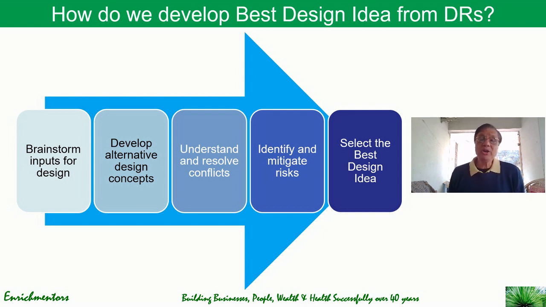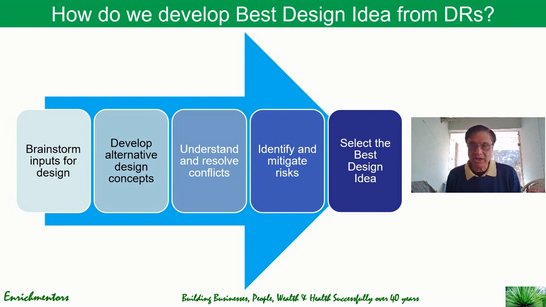So we get all this team together and we brainstorm the inputs for the design. And those inputs, as you can see, the design requirements are the best input to start with. And there may be other inputs, and we will talk in detail about each of these steps as we go forward. So just take an overview here. So we'll start with brainstorming the inputs for the design. Then, working in the team together, we will develop alternate design concepts. So these are not the winning concept. These are actually the design concepts.